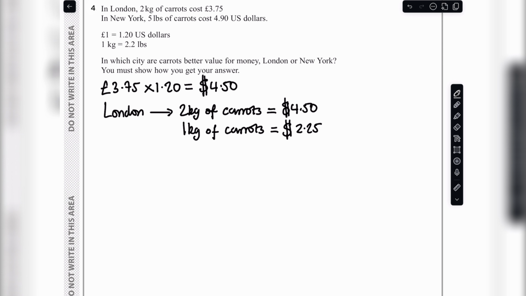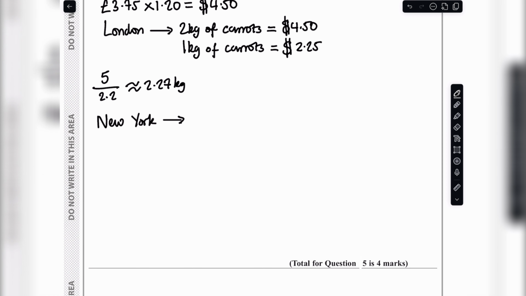And if we look at New York, the first thing I'm going to do is divide 5 pounds by 2.2 pounds, and that approximately gives us a value of 2.27 kilograms. So in New York, 2.27 kilograms of carrots equals $4.90 US.